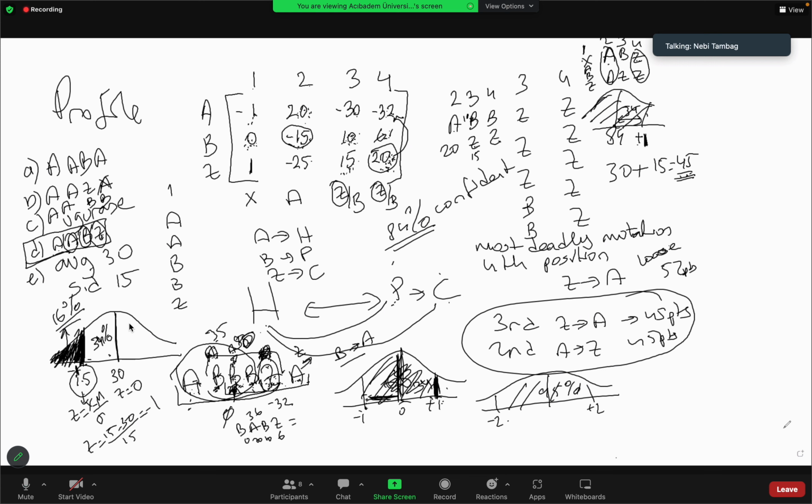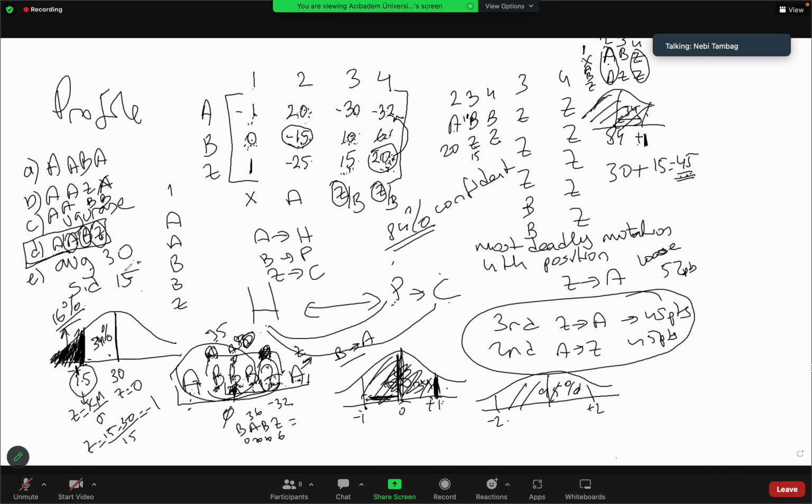Yeah, how did you get 30 or 15? How did you determine it? I gave you 30 and 15. The average score of this profile matrix is 30, and the standard deviation of this profile matrix is 15. It's given.